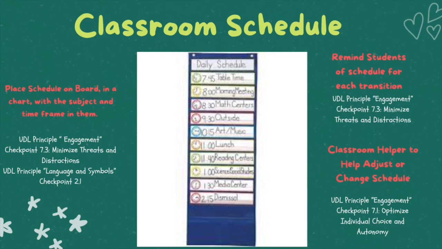And so the schedule would help remind them about 5 minutes before, help them prepare for that beforehand so that they know what to expect, which would minimize the threats and distractions as talked about in the engagement principle of UDL. And then also just the schedule in general would help with the engagement principle, and also the language and symbols, because with the clocks and the symbols behind the subjects. And then having a classroom helper to help with this would also be really cool, because it would give them more autonomy and choice in their learning, and would help keep the whole class engaged.